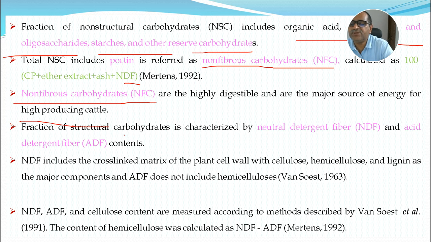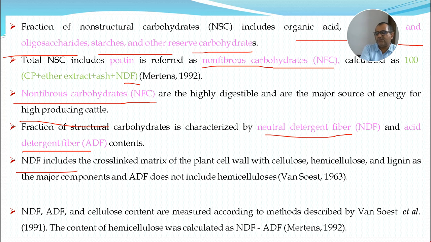Then the fraction of structural carbohydrate is characterized by neutral detergent fiber, that's the NDF, and acid detergent fiber, ADF. So NDF includes the cross-linked matrix of the plant cell wall with cellulose, hemicellulose, and lignin as the major components, especially acid detergent fiber and neutral detergent fibers.